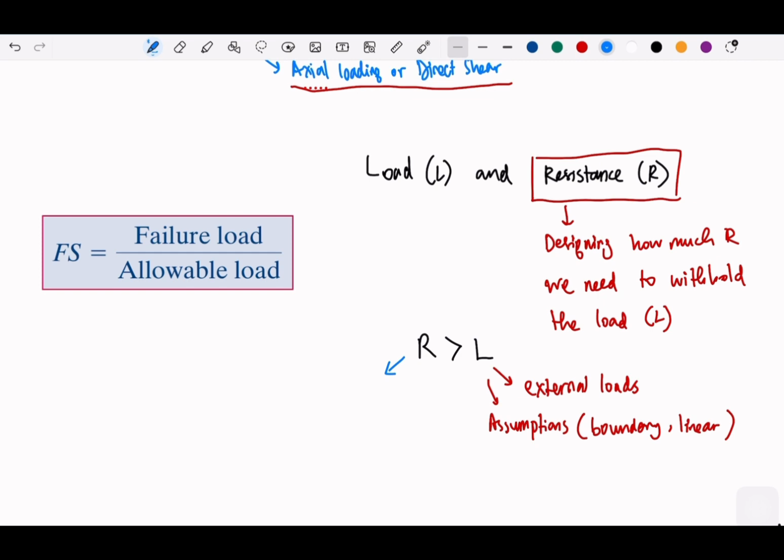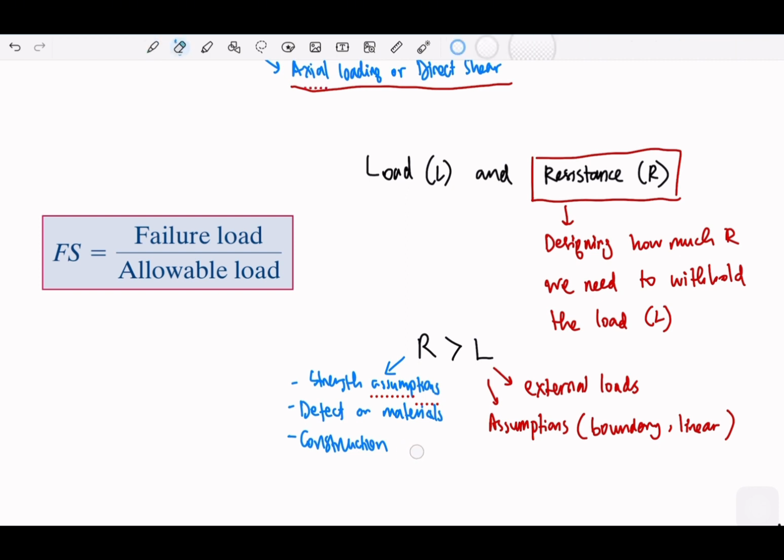And for the R, the resistance, we could have some assumptions, maybe about the strength, maybe some defects in materials. This can be important as well: the quality of the manufactured materials, and then maybe the construction itself has a problem, construction problems, or maybe design problems.